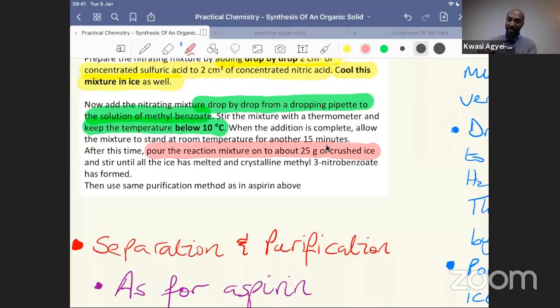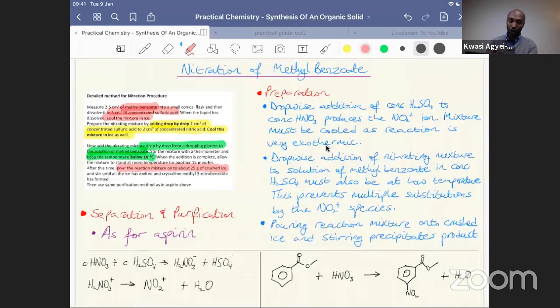Okay, so at this stage, you're going to do a suction filtration, just as you did for aspirin, and then you're going to recrystallize the solid in the same way as you did for aspirin. In terms of the separation and purification of the organic solid, the processes are very similar for the different solids that you would be synthesizing.